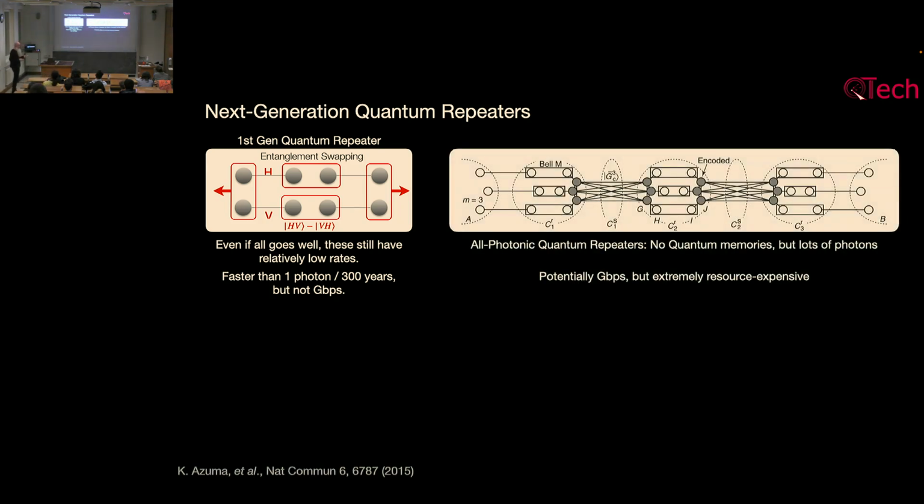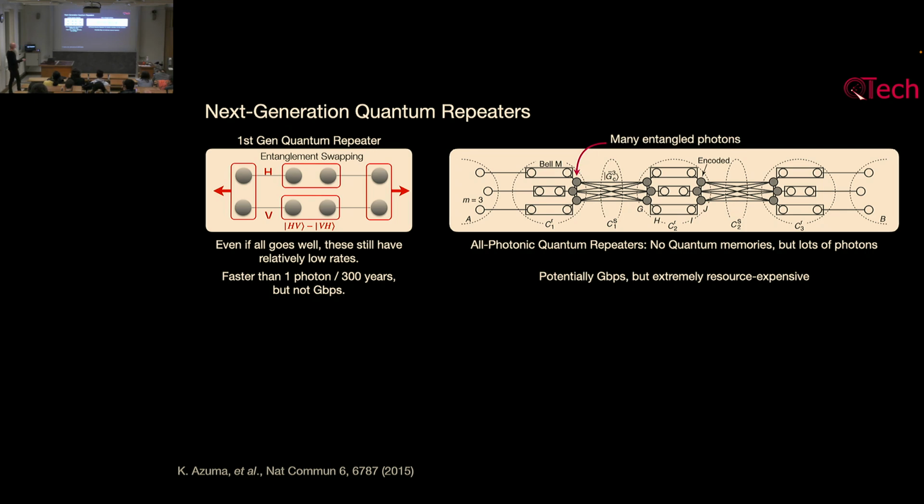But theorists are theorists, and they can find new and interesting ways of making life complicated for experimentalists. And this is an idea called all-photonic quantum repeaters. In principle, it doesn't require quantum memories, but it does require a lot of photons. It's very resource intensive, but potentially has very high rates. I wrote gigabit per second, that was probably optimistic.